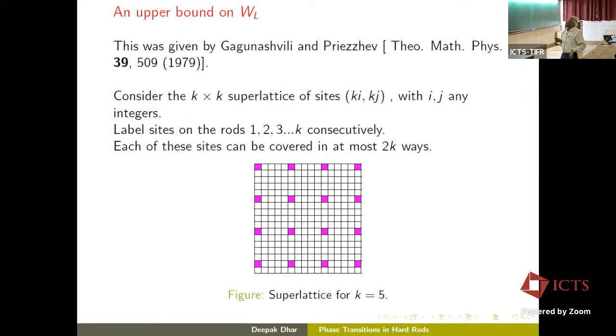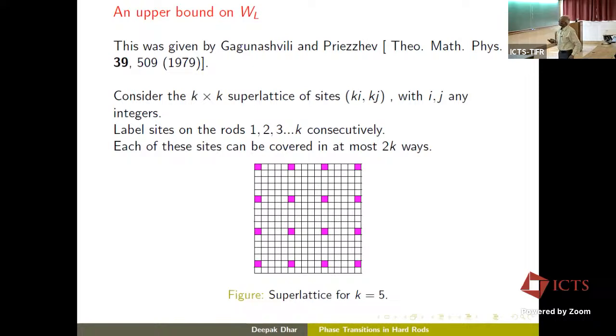Okay, an upper bound on WL was obtained by Gagunashvili and Priejev in 1979. They said, take this KL by KL lattice and let me take a subset of vertices of this which are at distance K from each other, these purple ones. And I look at one of these vertices and see how I can cover this with a rod. So it can be covered in 2K ways, because you can cover it either horizontally or vertically, and you can slide in K ways.